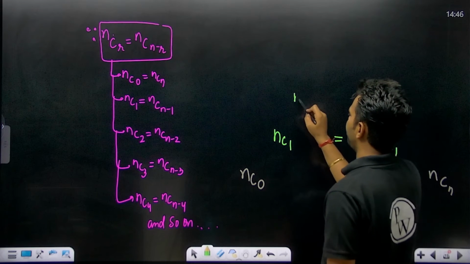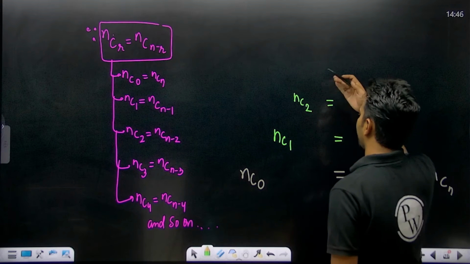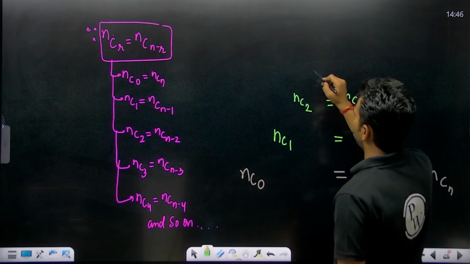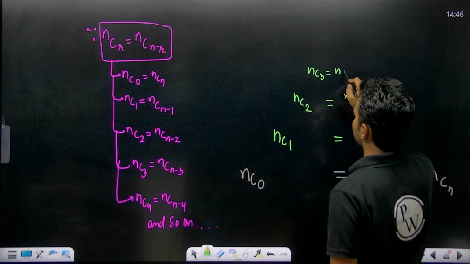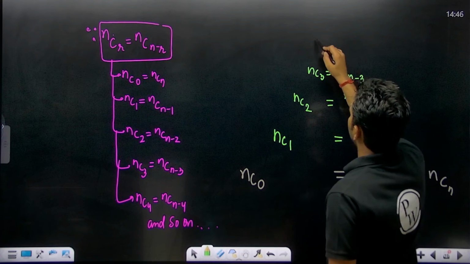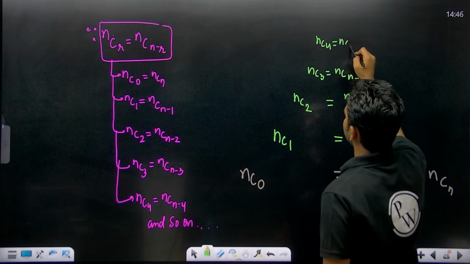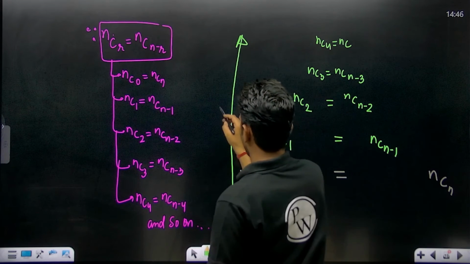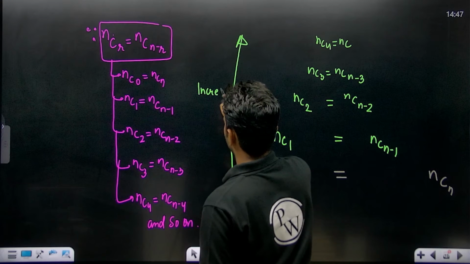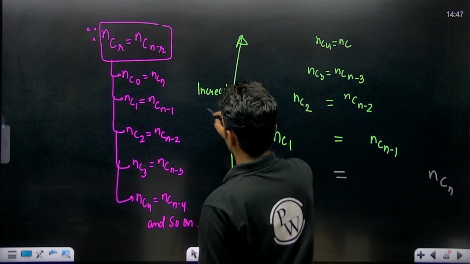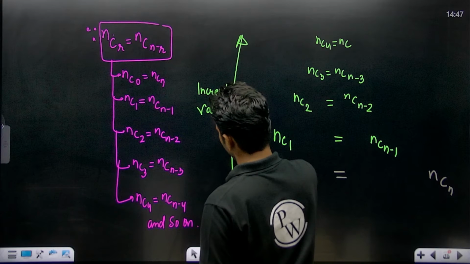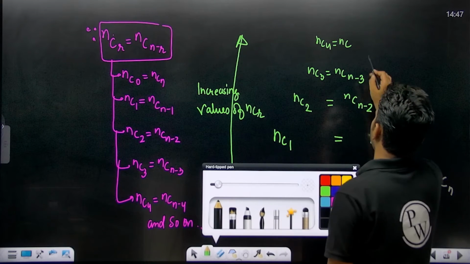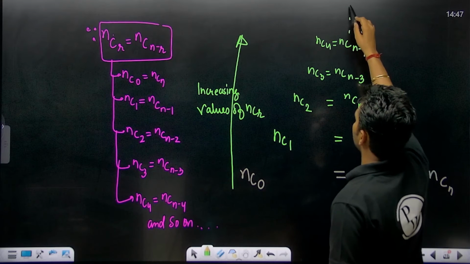Okay, then the value of NC2 is again higher than these two. Then the value of NC3 is again higher than this. This is again higher than this. These are increasing values of NCR. Yes. So this will be equal to NCN minus 4 and so on.